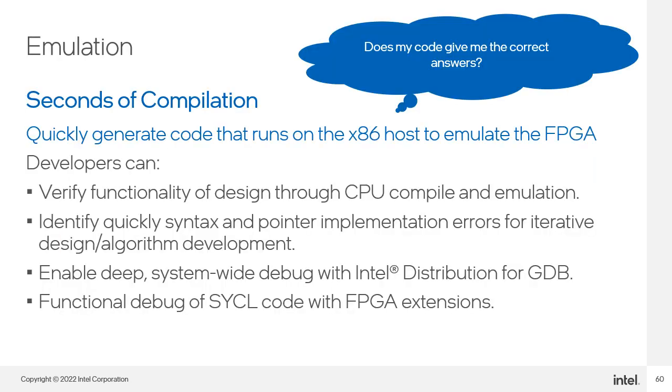Emulation is the first step in the development flow. The goal of this process is to answer the question, does my code give me the correct answers? Thus, in this step, developers can verify functionality of design through CPU compile and emulation, quickly identify syntax and pointer implementation errors for iterative design and algorithm development, enable deep system-wide debug with Intel Distribution for GDB, and functional debug of SYCL code with FPGA extensions. Emulation takes seconds to complete compilation. It quickly generates code that runs on the x86 host to emulate the FPGA.